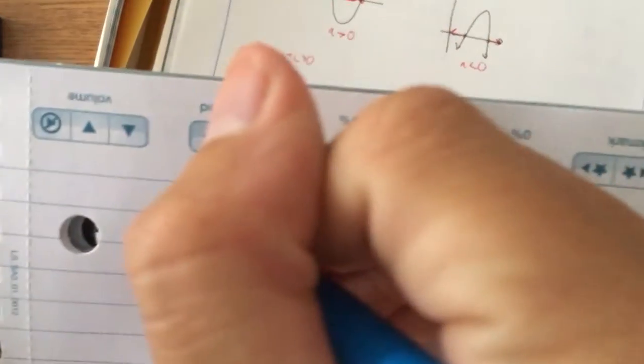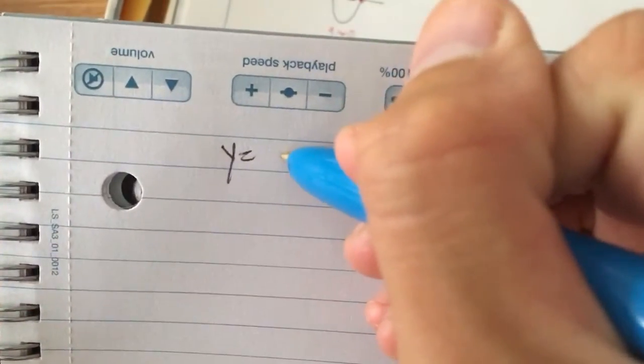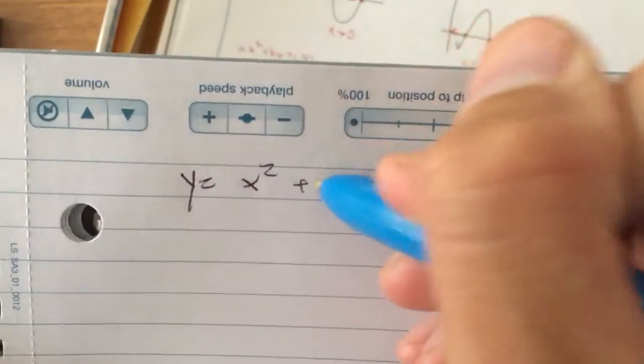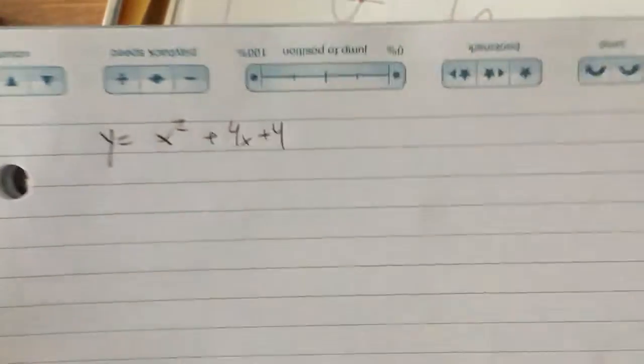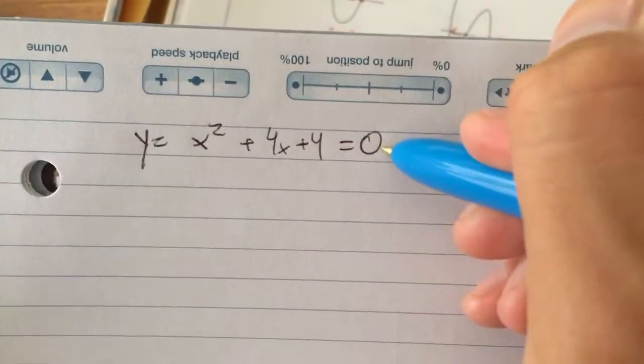Don't take these notes. This helps, okay? But you don't have to take this one down, okay? You guys were used to seeing stuff like this. y is equal to something like x squared plus 4x plus 4. And then we'd set it equal to 0, meaning that y is equal to 0.